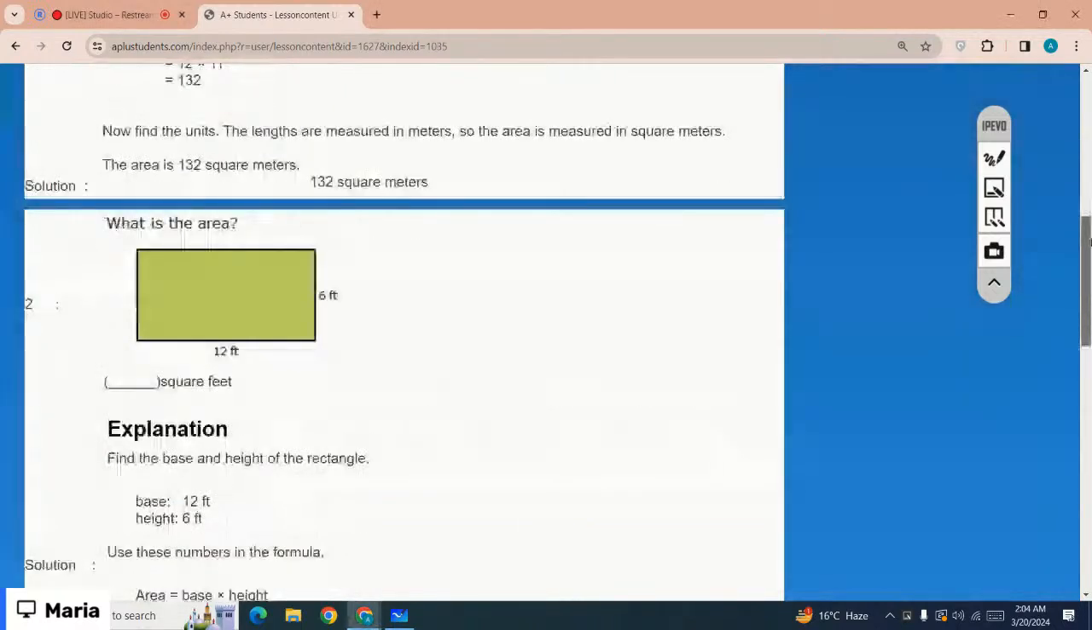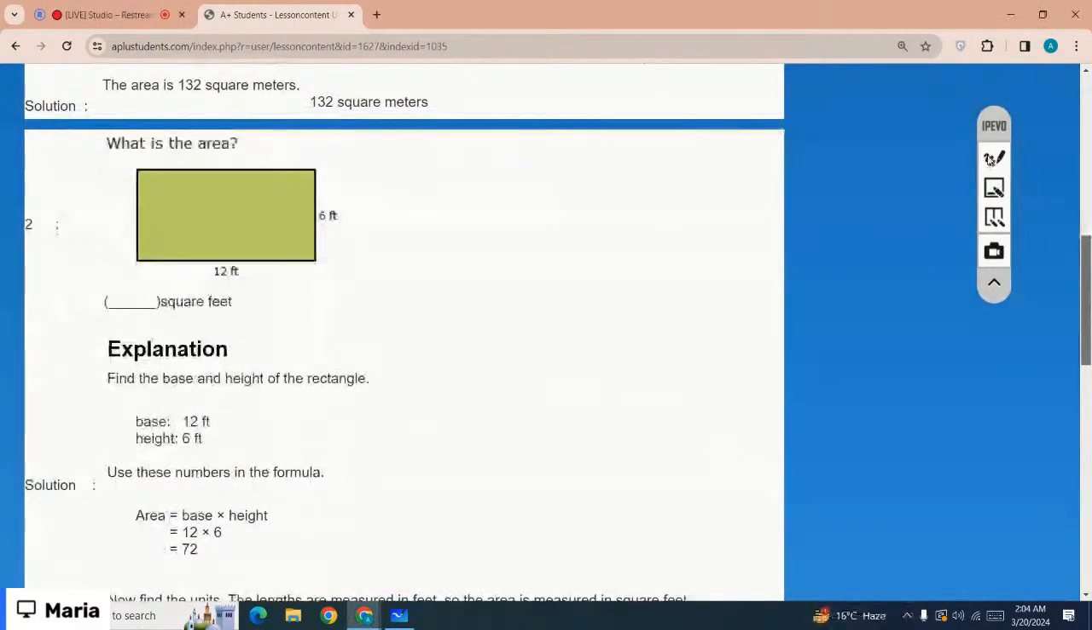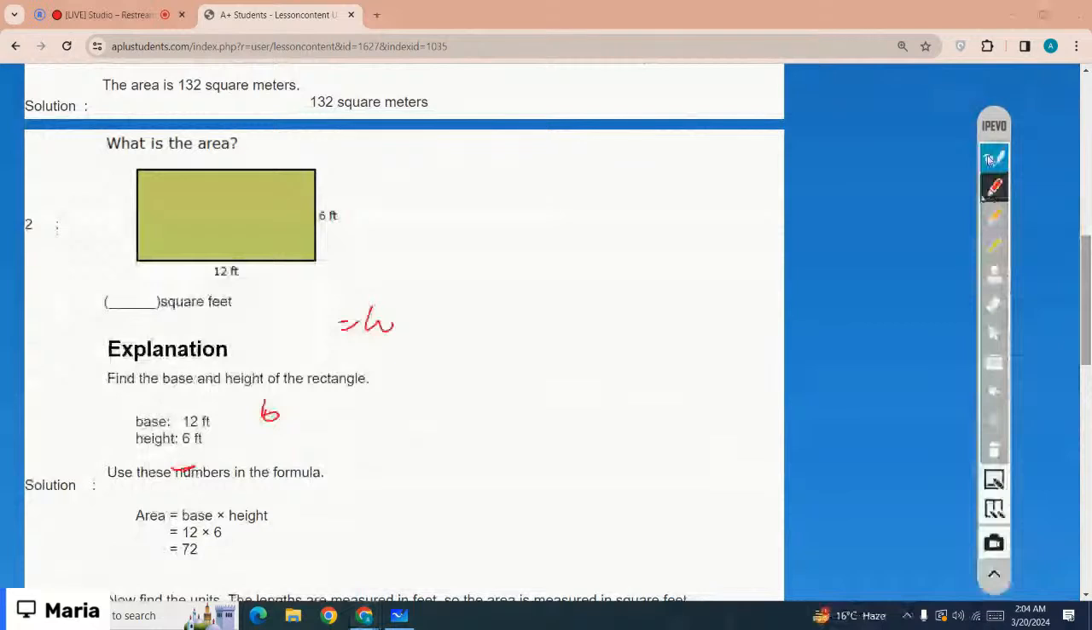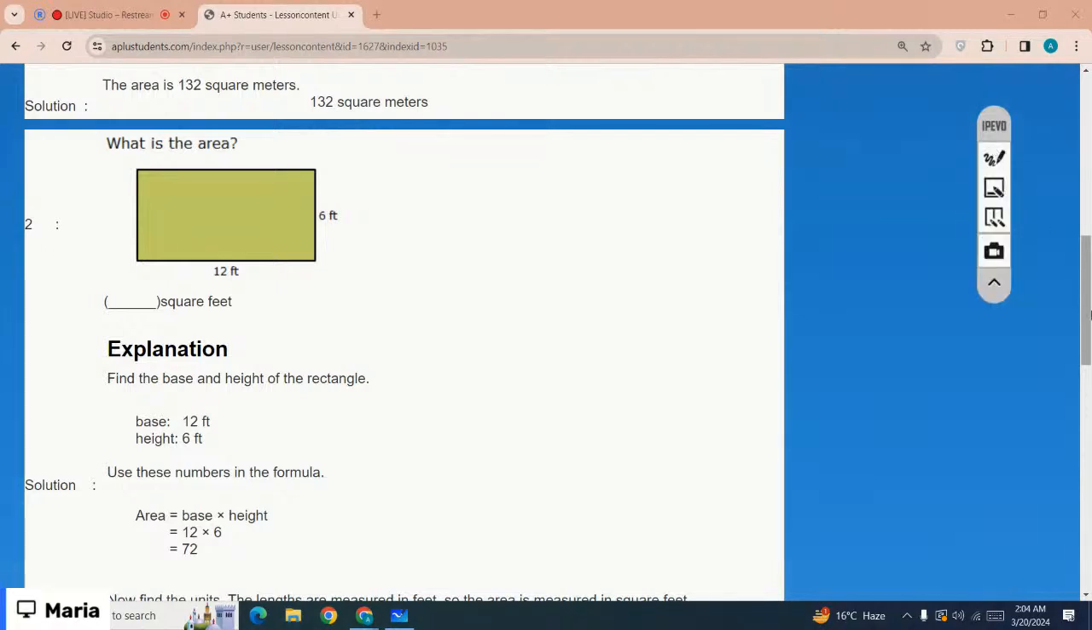Okay, the next one is you are given with a rectangle. You have to find the area of the rectangle again. So area of the rectangle is always the base times height. This is the height and this is the base. So you have to do 12 times 6, that equals 72 feet square, right? Okay, let's just start with the practice questions.